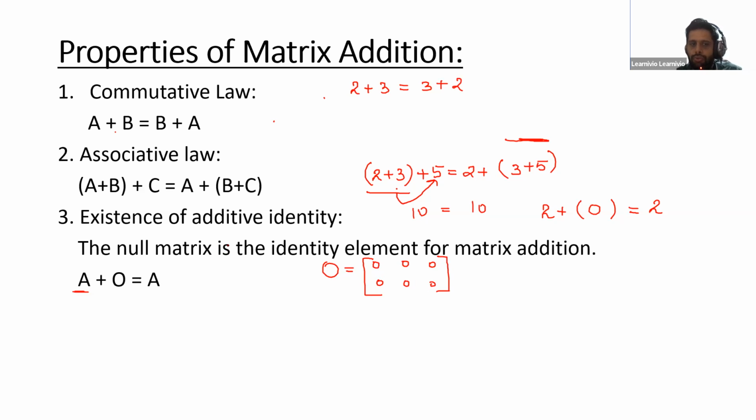So what is the additive identity of a matrix? The null matrix. What is meant by additive identity? What matrix we add to this matrix so that finally we again get the same matrix. That is a null matrix, which is also called the zero matrix.